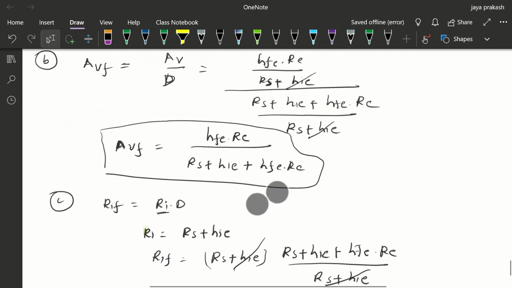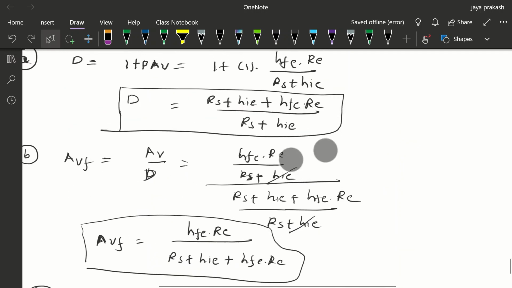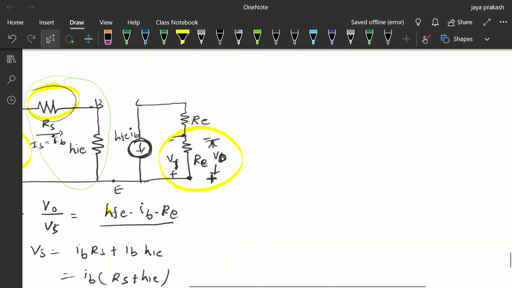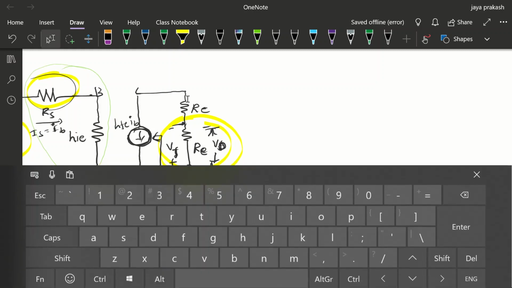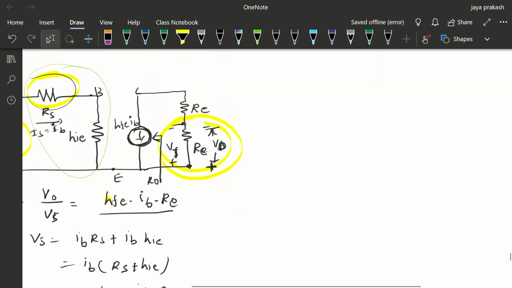So we have to find out R0 first of all. Okay, let's go to the equivalent circuit diagram. What is R0? R0 is the output impedance seen from here, excluding RL. If you have removed the RL, RL meaning the load impedance, which in this case is simply RE.